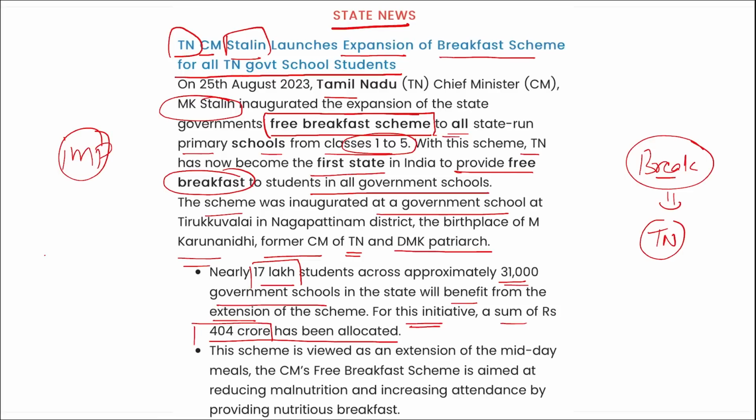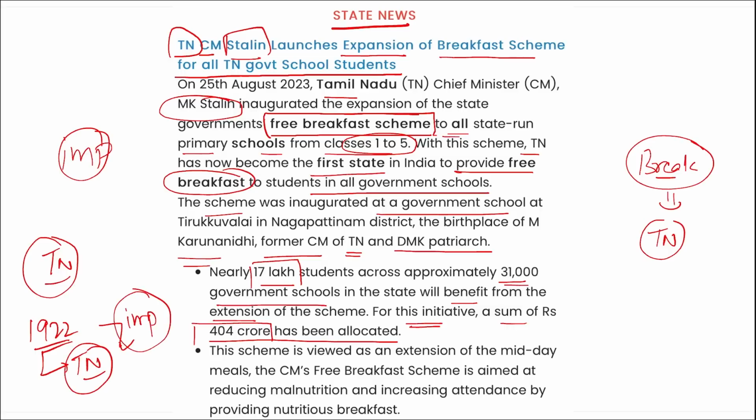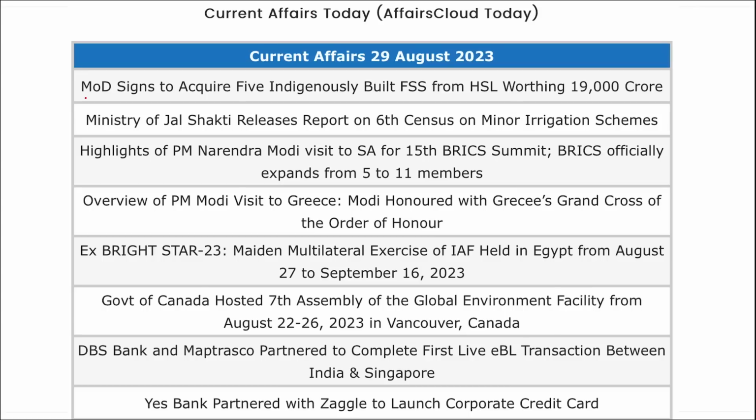So remember one more thing, Tamil Nadu was the first to introduce the midday meal in 1922. Correct? And it was in Tamil Nadu. Remember, this is also an important question. So friends, these are your some important current affairs for the day. Now let's move to one-liner revision.